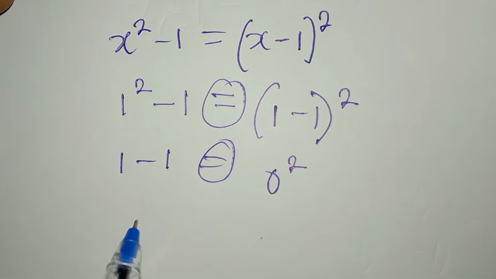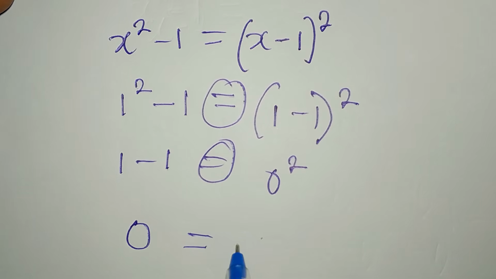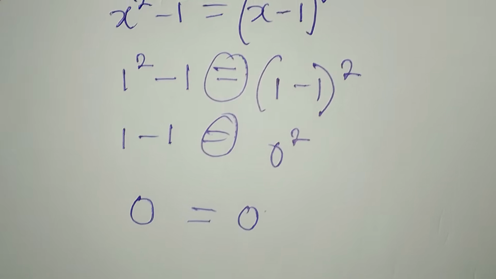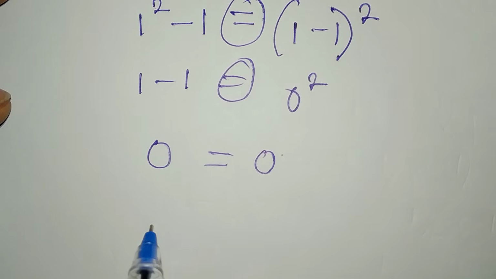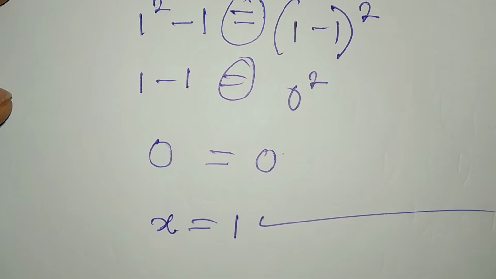1 minus 1 is 0. 0 squared is 0 times 0, and that is still 0. So the left hand side and the right hand side are equal, right? So this means that x equals 1 satisfies the equation.